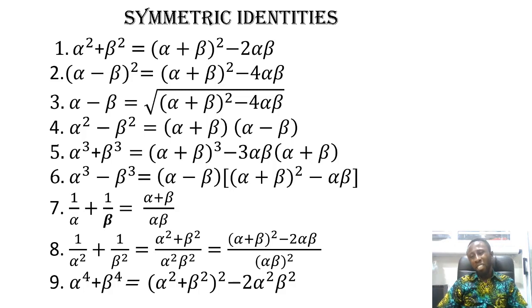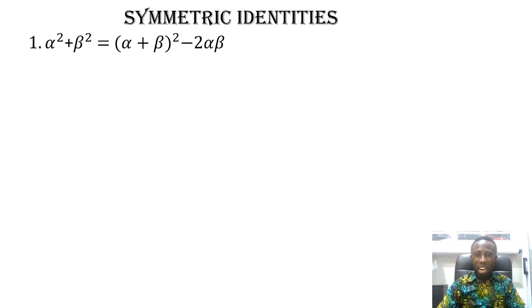So when we say symmetric identity, we are saying that if alpha and beta are interchanged, the functions still remain the same or multiplied by -1. With our first proof, alpha squared plus beta squared, that's what we may have.